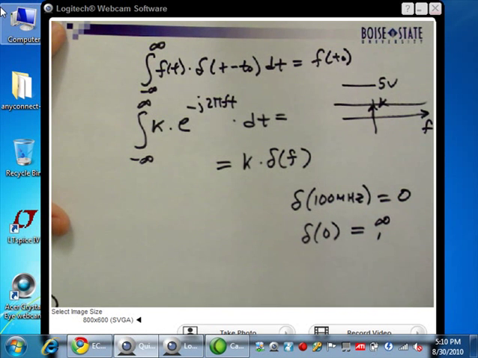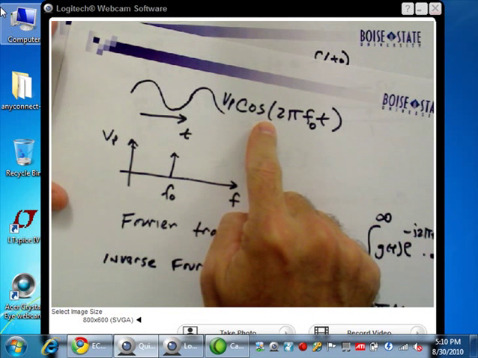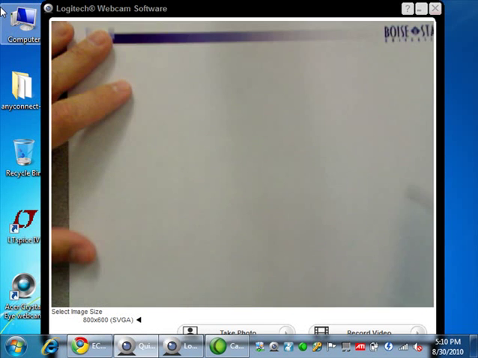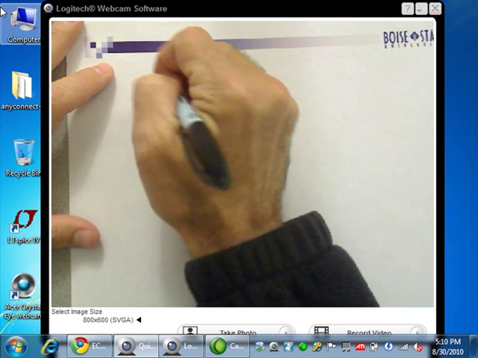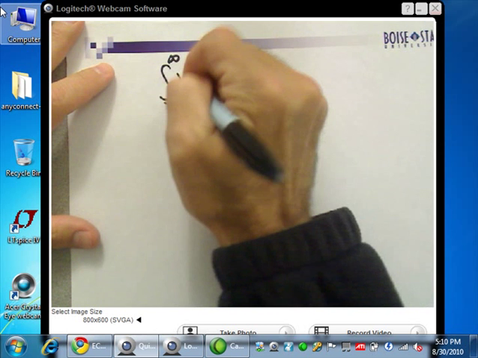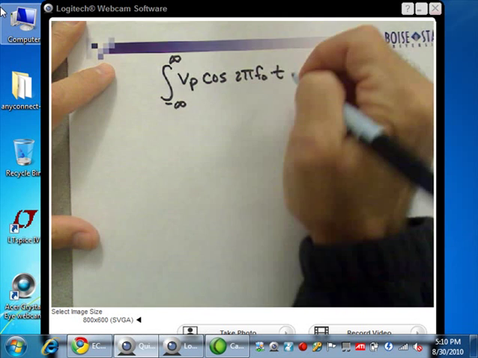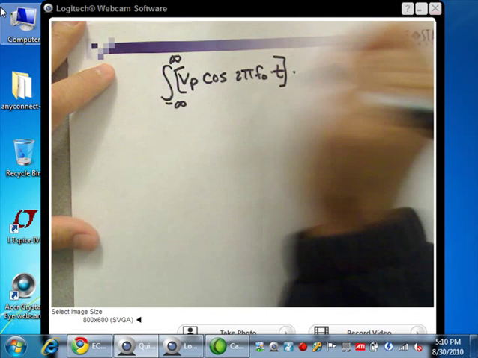Okay, so let's go back and show, just as a review, how to take the Fourier transform of this signal here. Because it was a long summer, or maybe even longer if you haven't been doing Fourier transforms. So I'll write the Fourier transform as the integral from minus infinity to infinity of Vp cosine 2 pi f0 t times what?